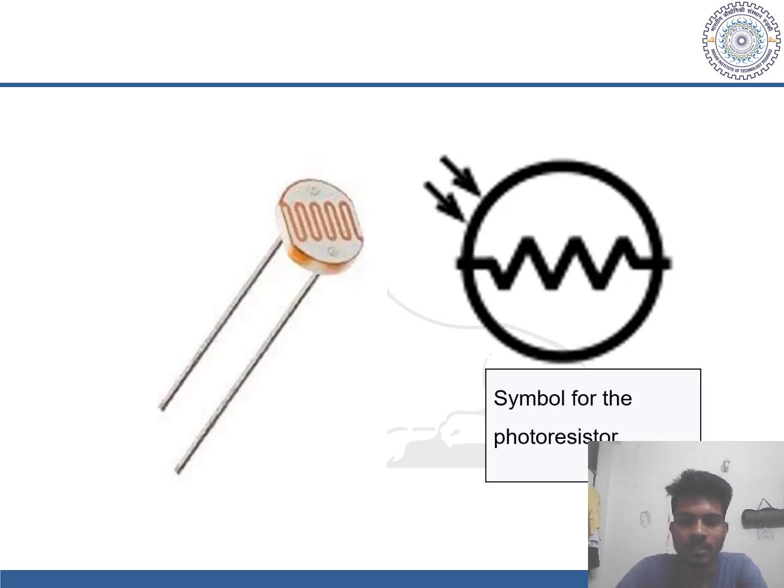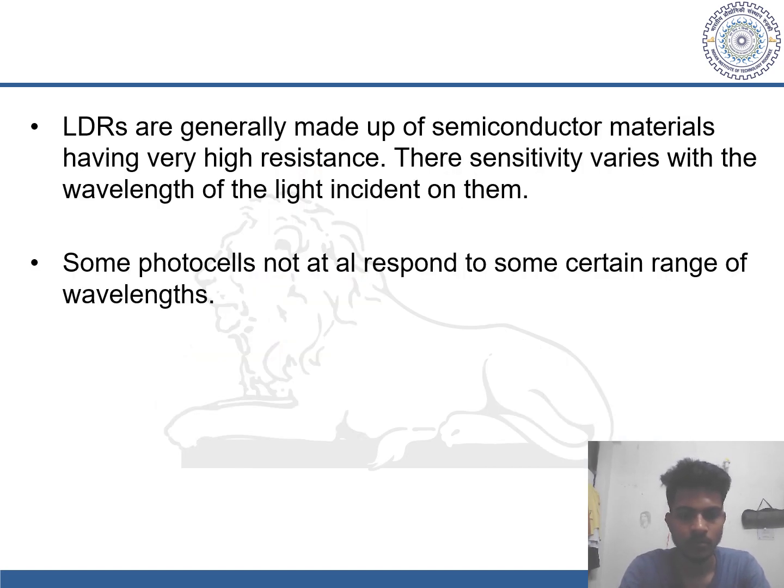On the right side, what we can see is the symbol for an LDR, and on the left we see how an LDR looks. It basically contains a material, which we will discuss in subsequent slides, mounted on a surface in a zigzag pattern so that we could have as long a length of material as possible. When it comes to the suitable material used in an LDR, semiconductor materials are the ones we look for in the construction of an LDR. Sensitivity of an LDR varies greatly with the wavelength of light incident upon it. There may be some photocells which do not respond with a change in resistance at all for a certain range of wavelengths.